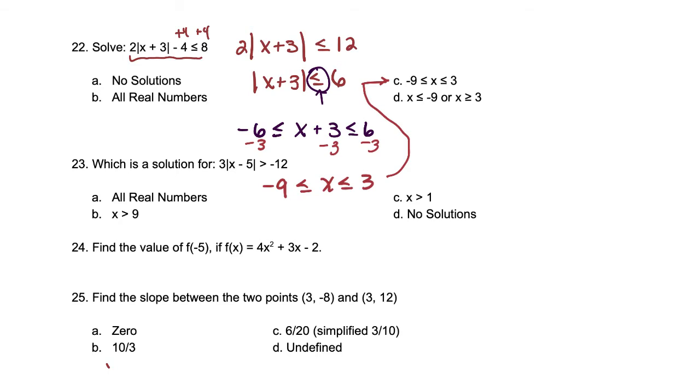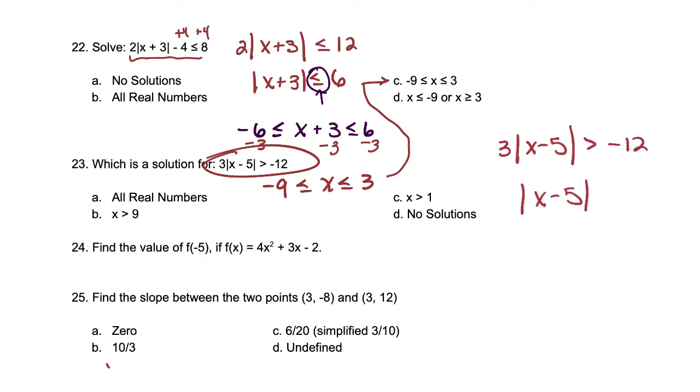Let's see here. The next one. Another absolute value equation. Now, if you notice, we do these things each time the same way. We get the absolute value alone. In this case, I divide by 3. This is another interesting problem because this time it's saying, hey, what is the absolute value of something?